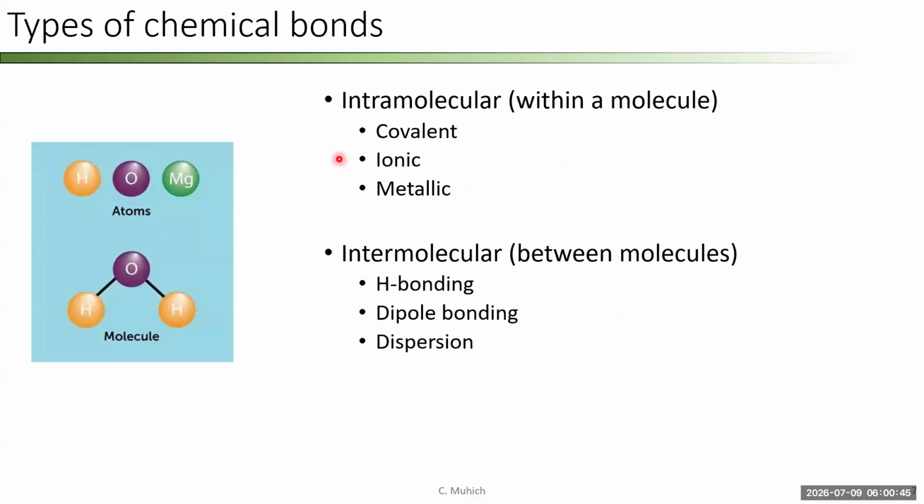There are three major types of intramolecular bonds or bonds within a molecule: covalent, ionic, and metallic, and three major intermolecular binding types, so bonds that are happening between molecules, and these are hydrogen bonding, dipole bonding, and dispersion bonding. We'll go through covalent and ionic intramolecular bonds as these are what exist mostly for the species that we are going to be talking about, and then we'll talk about the intermolecular bonds.